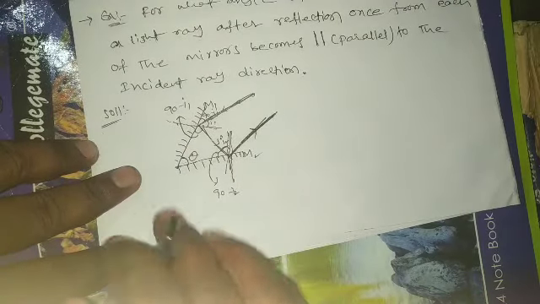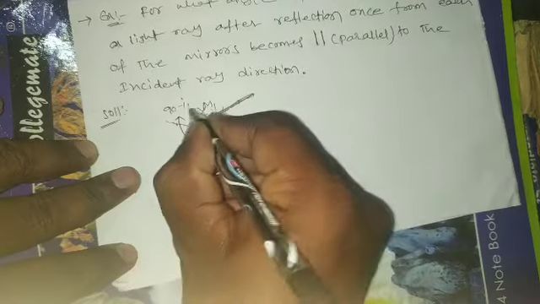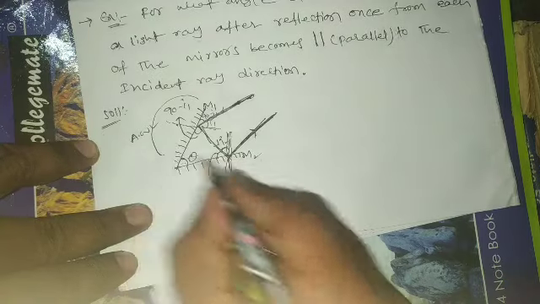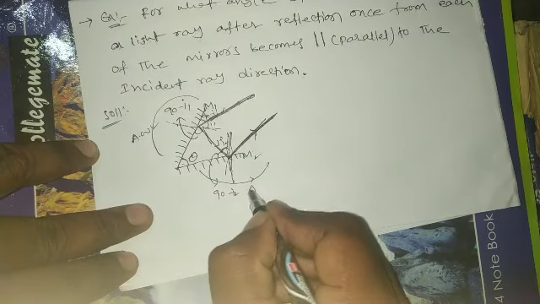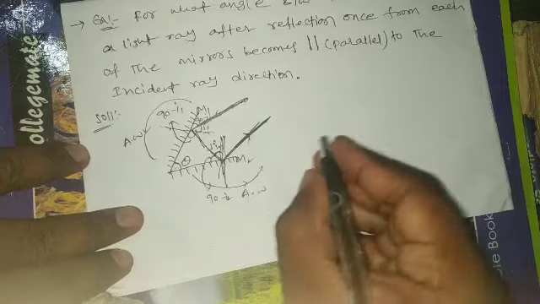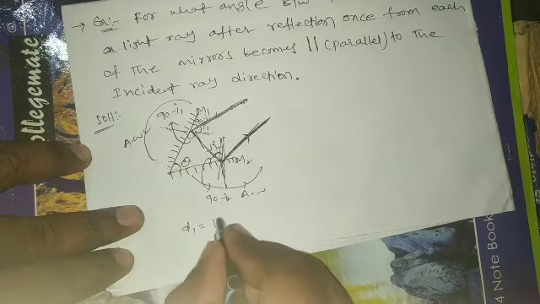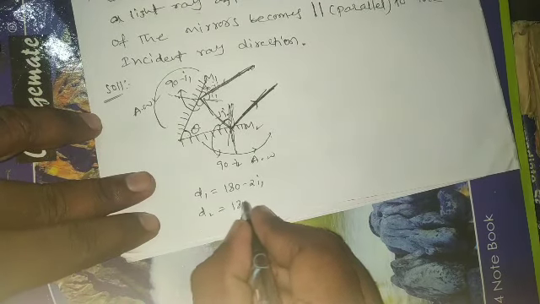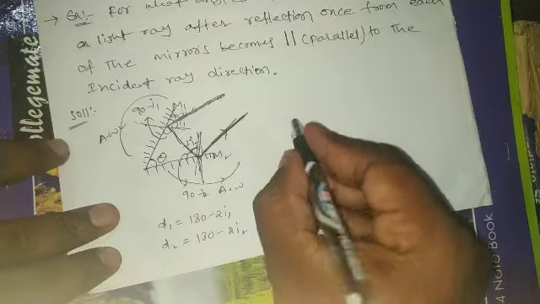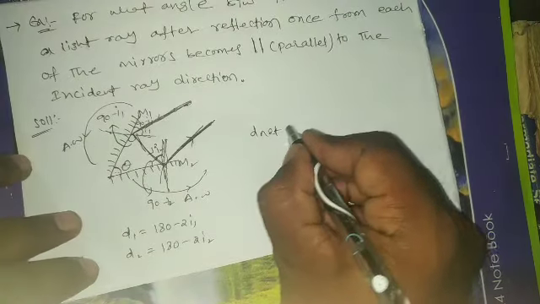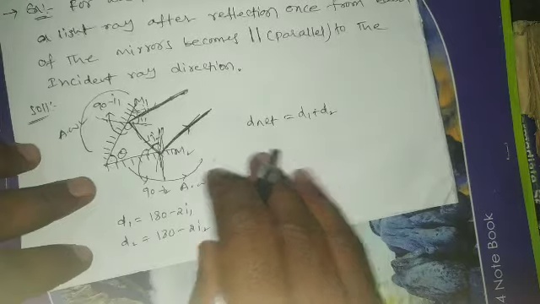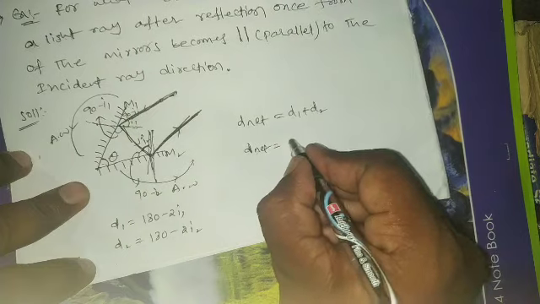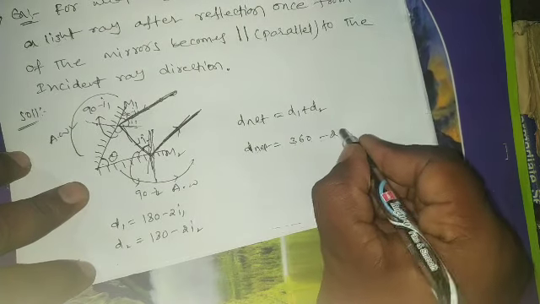So generally what we know is that this is the one incident ray and this one, same anti-clockwise. So this one also same anti-clockwise. So both are in anti-clockwise. The first deviation d1 is equal to 180 minus 2i1. The second deviation d2 is equal to 180 minus 2i2. So d net is equal to d1 plus d2 because both are in anti-clockwise direction. So d net is equal to 360 minus 2 theta.